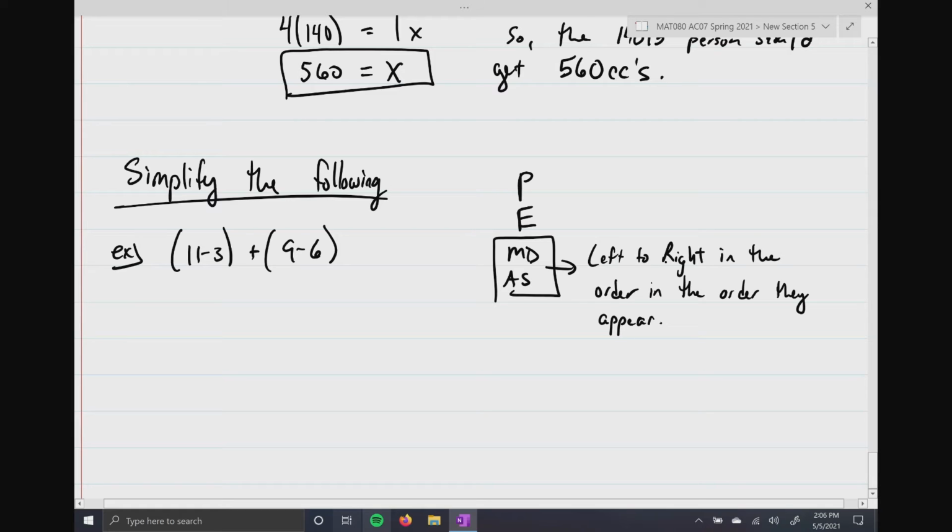So we do parentheses first, exponents second, and then multiplication and division. You could do them at the same time, however you do them left to right in the order they appear. Same thing with addition and subtraction.